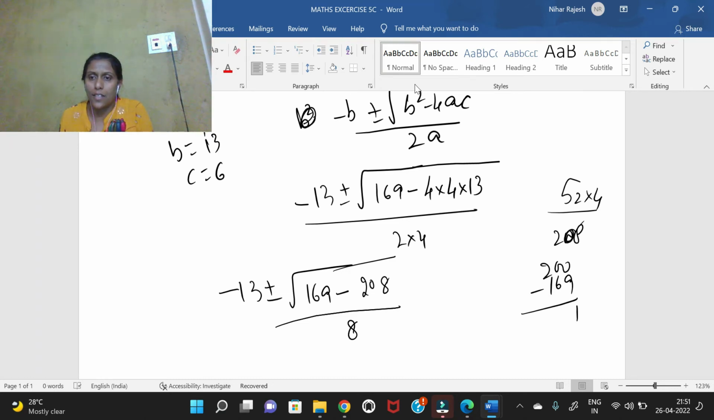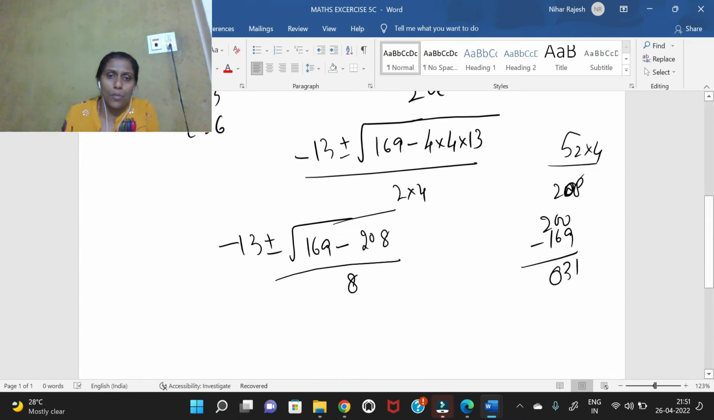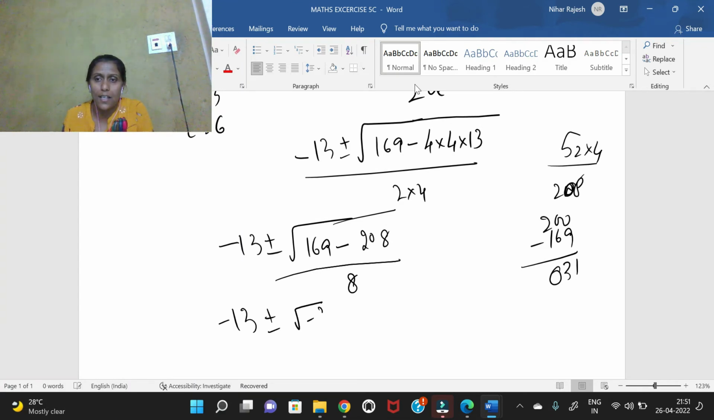9 minus 6 would be 3, and then 1 minus 1 is... which comes to be, since the bigger number is minus, it is minus 13 plus or minus root 31 divided by 8. Okay. So I will leave this problem here.